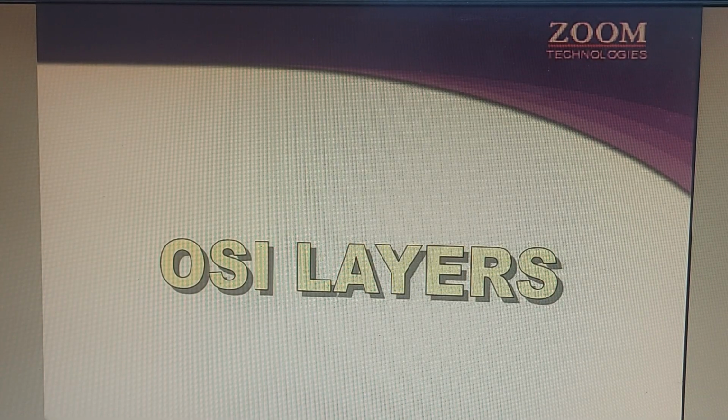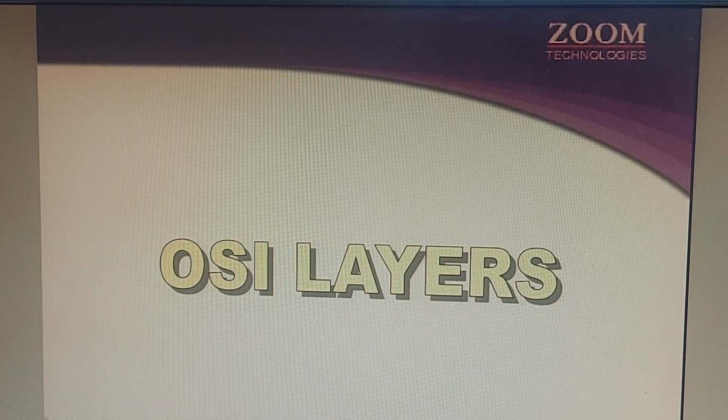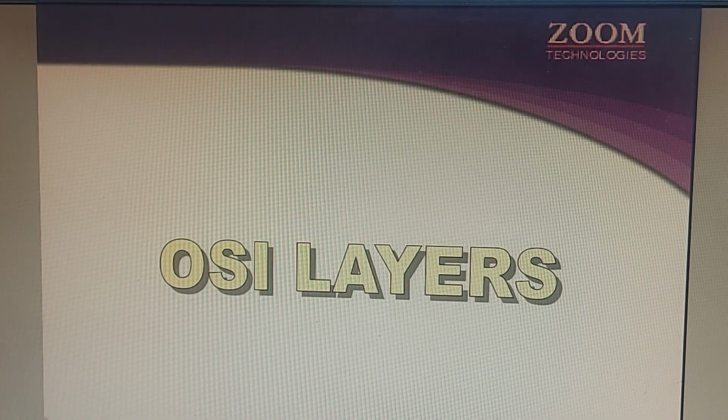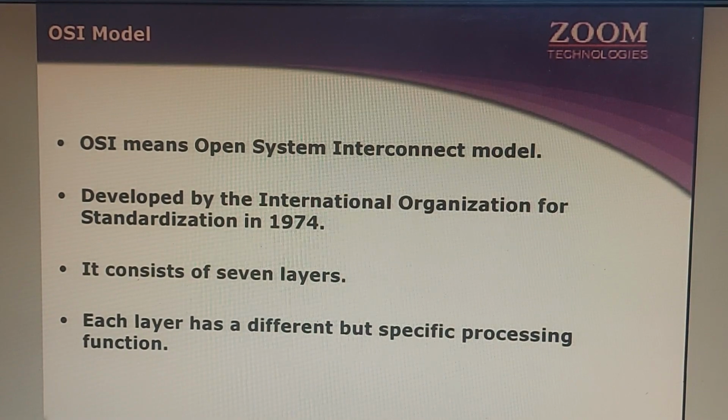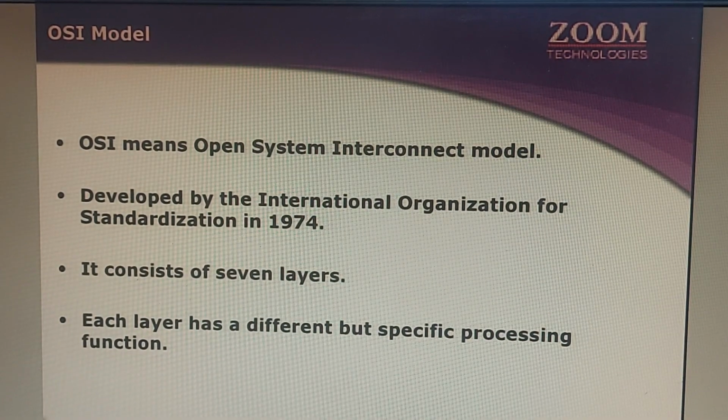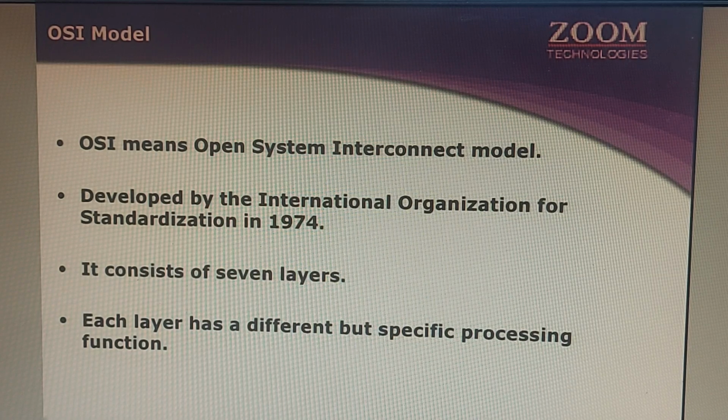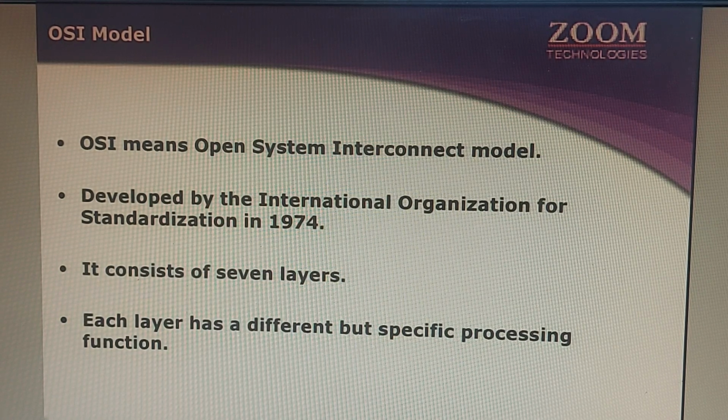Today's topic is the OSI layer. First, we are going to see what OSI is. OSI means Open Systems Interconnection model. It was developed in the year 1974 by the International Organization for Standardization. The OSI model consists of 7 layers. Each layer has a different, specific processing function.